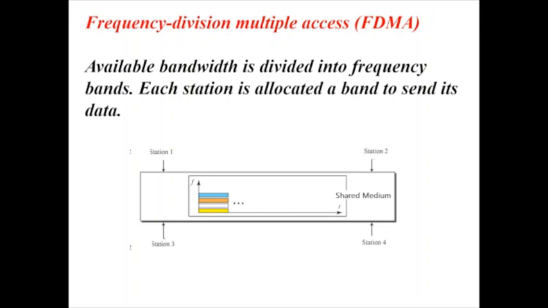For example, if the blue band shown in this figure is allocated to station 1, it will remain with station 1 as long as that communication happens. This particular channel will not be shared or used by any other stations in the system. It is only reserved for station 1.